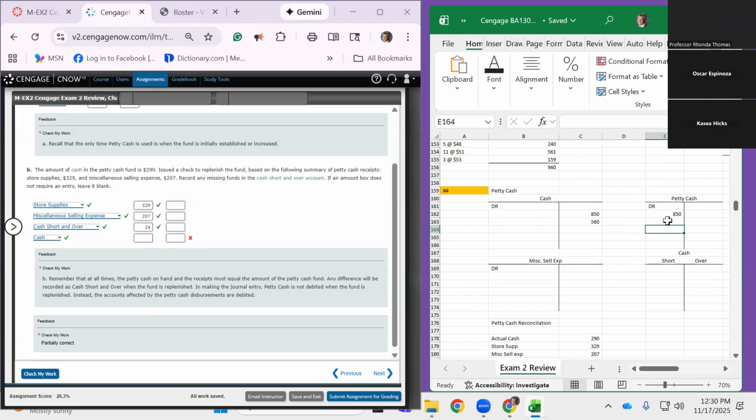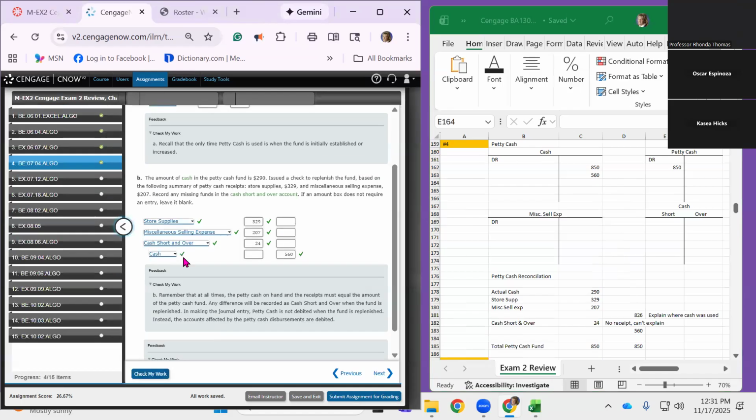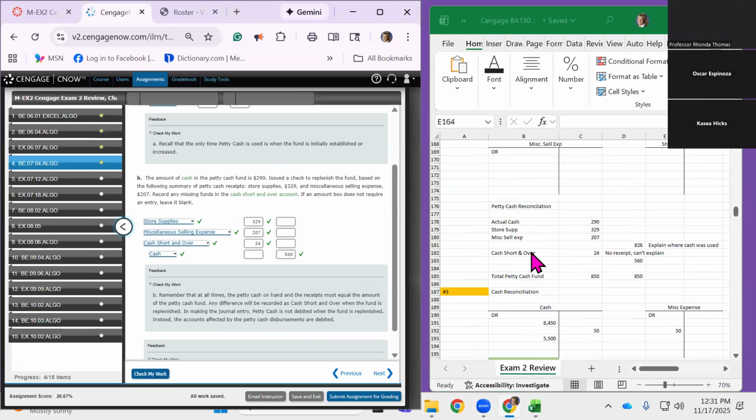Leave petty cash alone. I went against my own rule. The only time you mess with petty cash is when you're establishing the fund or when you're reducing the amount you're keeping in the petty cash drawer, right? So we are going to do 560 because that's what makes this balance. Yep, there we have it. That's reconciling petty cash.